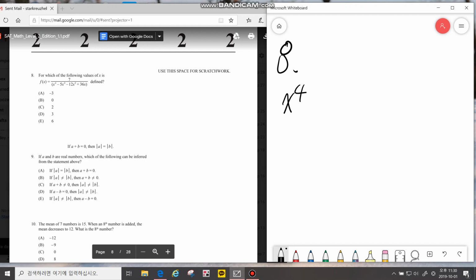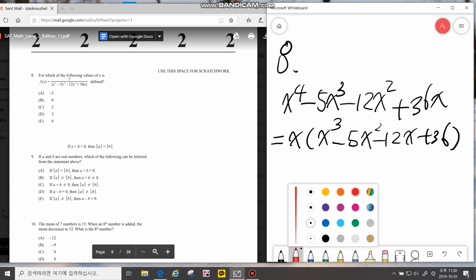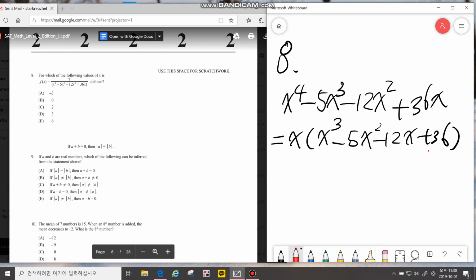Then x to the fourth power minus 5x cubed minus 12x squared plus 30x. This is our denominator. So I first start by grouping x, then it ends up being x cubed minus 5x squared minus 12x plus 36. Now we have a cubic equation here, and it seems that what we need to do is a synthetic substitution. And when you do synthetic substitution, we have to consider factors of the last term, which is our constant.